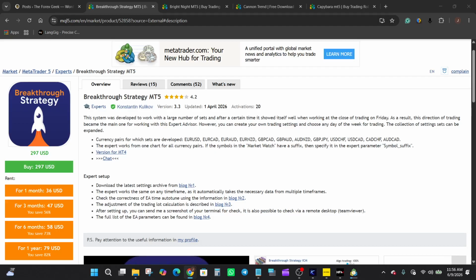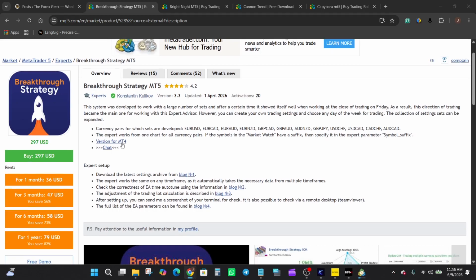So right now I am on the MQL5 marketplace page for the breakthrough strategy EA. First thing I notice is that this EA is available for both MT4 and MT5. So it's a dual platform expert advisor that already makes it flexible for traders using either platform.